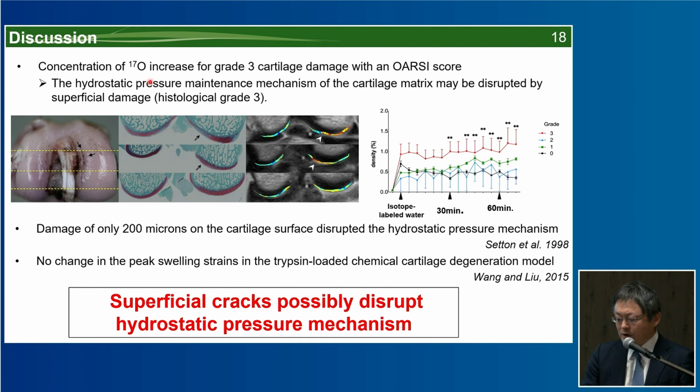However, our results show that the increase in 17O concentration was observed in damage grade 3. So this is a surface, only the surface crack. So, suggesting the possibility that the hydrostatic pressure of the cartilage matrix may be disrupted by superficial damage. Previous reports suggested that damage of only 200 microns on the cartilage surface disrupted the hydrostatic pressure.